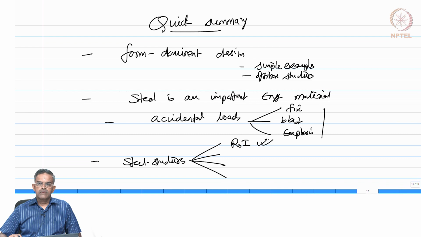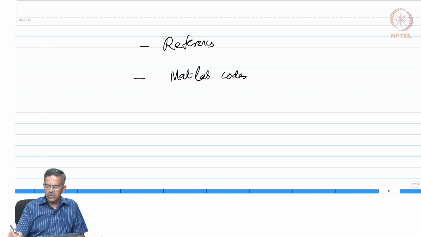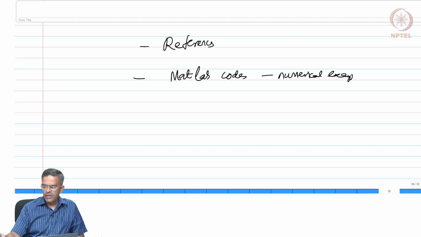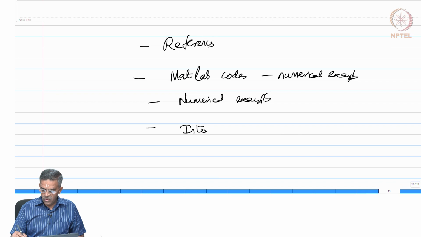So, friends, we come to the end of the lecture. We have explained essentially the basic concepts of form dominance in this lecture. We have given you an overview about what we will be covering in the entire course. Look into the NPTEL website, you will have references which are very useful for this course. Of course, MATLAB codes available to solve the numerical examples will also be given to you, and we will do a lot of numerical examples in the class to explain the concepts, and we will touch upon application of various international codes for design of steel structures.